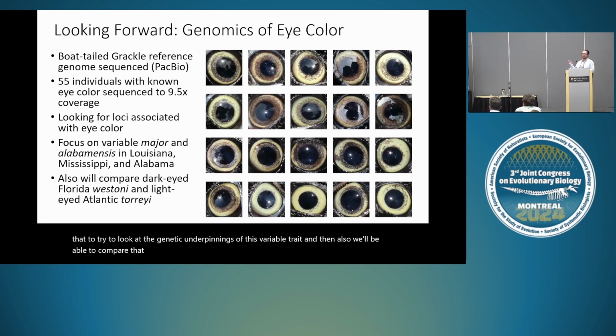We have samples from the non-variable, entirely dark-eyed Florida populations and the entirely light-eyed Atlantic coast populations. So we'll be able to sort of validate anything we find in the variable population.